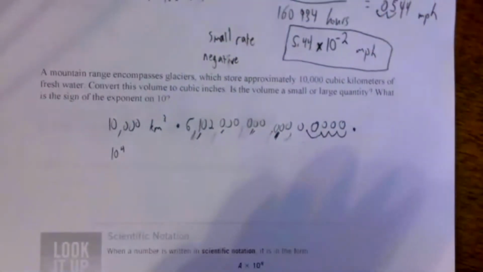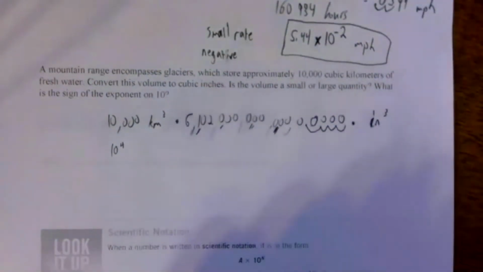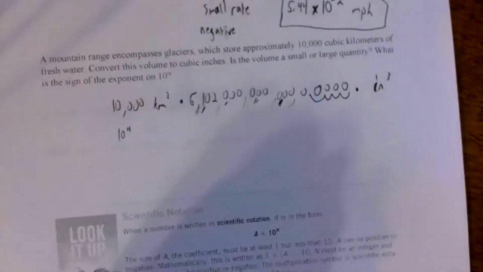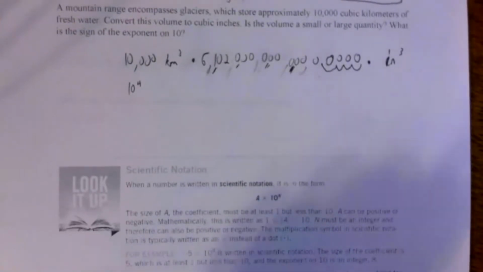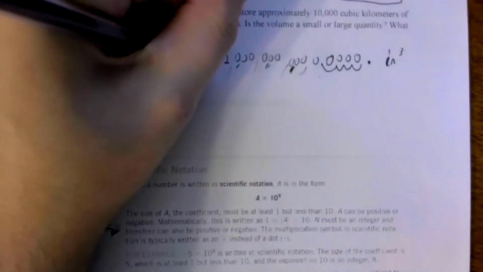So I have to add a bunch of zeros, right? And now I have this huge number, and it's in cubic inches. And I need to change that into scientific notation. So my question here is, what should this A be when we're changing it into scientific notation? I know it has to be between 1 and 10, so the only thing I can do is move this decimal place all the way up to the front right here.